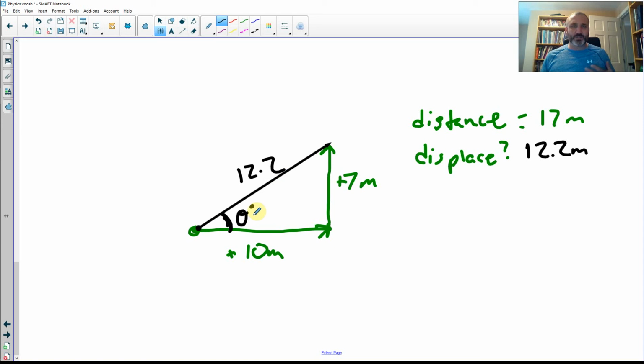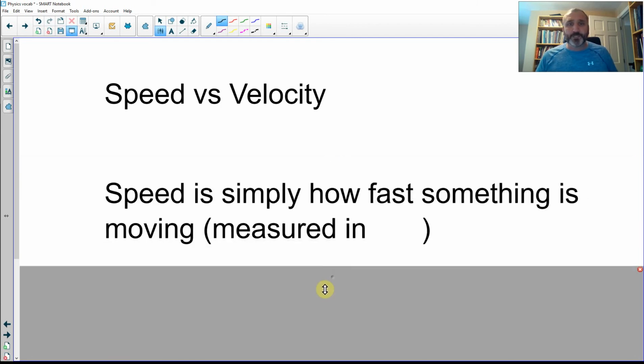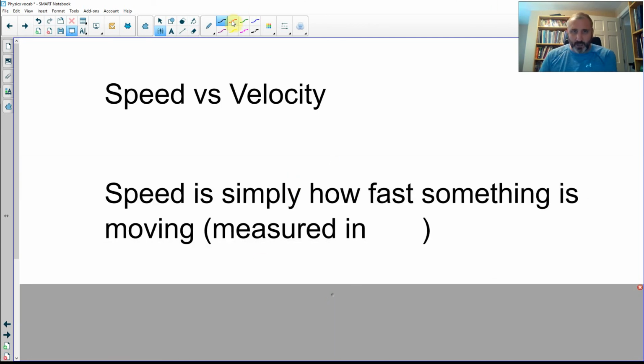So I hope that sort of opens your eyes to what the real difference between displacement and distance is as we go through. Speed versus velocity. This is another vector versus scalar thing. Speed is how fast you're moving, and there's no direction to it. It's measured in meters per second because you have a distance and you have a time, and it's just like when you look in the car at the speedometer, it's telling you in miles per hour how fast you're going. So we're dealing with speed. This is most definitely a scalar.